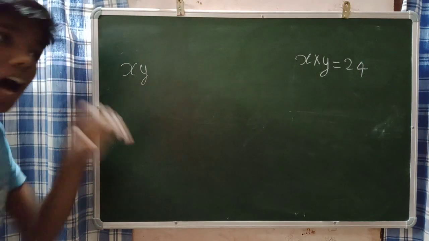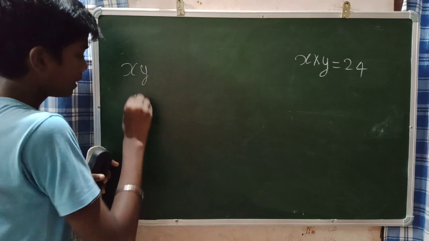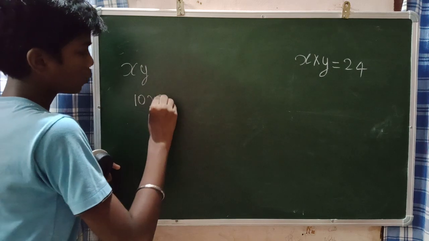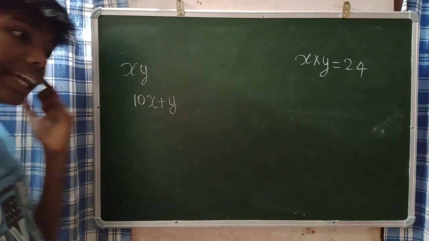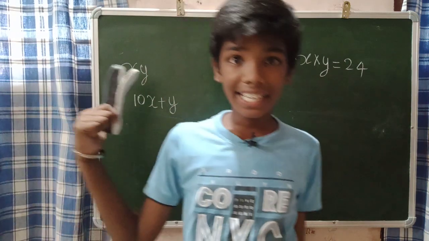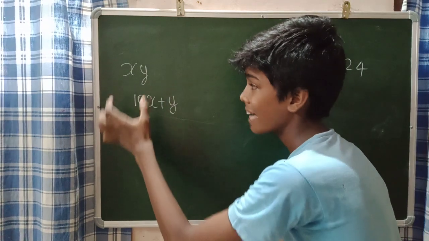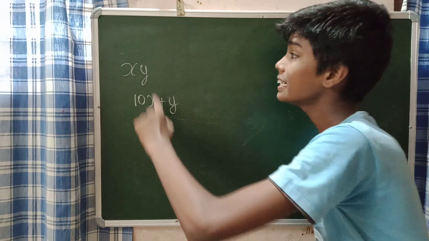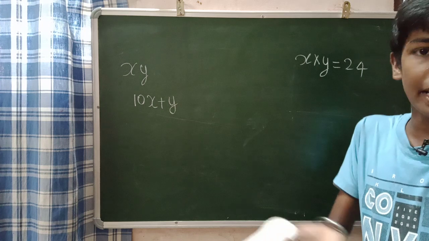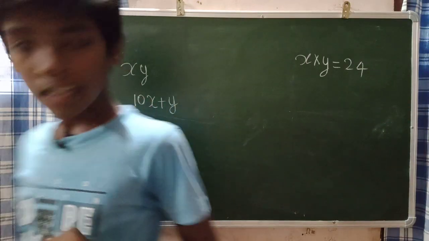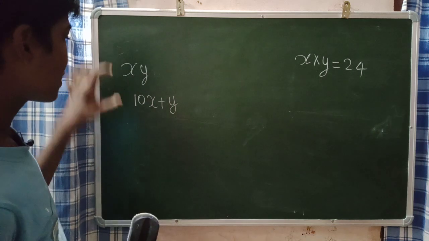For xy, how can I write that xy number? I can write the xy number as 10x plus y. Can't I write like this? Guys, these things you should know, because while solving linear equations in two variables, you would have studied this even in 8th, 9th standard. You can represent a number xy as 10x plus y, correct? Because x is in the 10th place, which means 10 into x. These are all basic. So I can represent the number xy as 10x plus y.